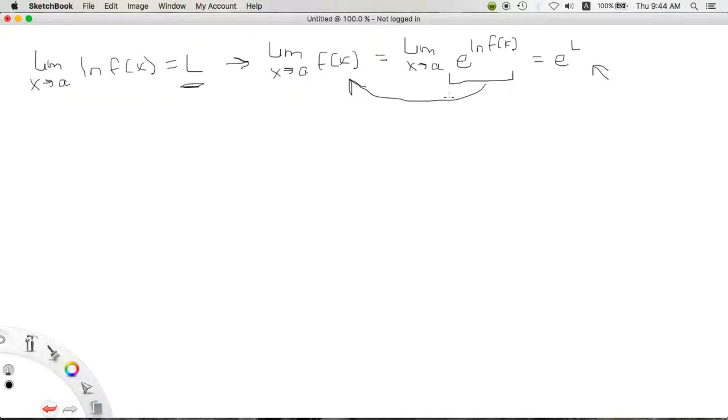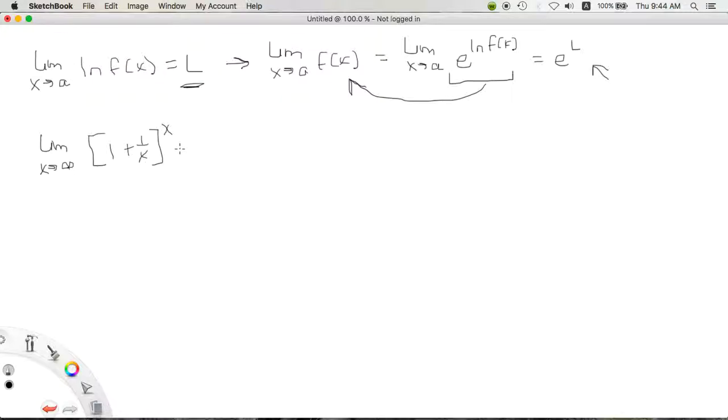Now, how does that help? Well, let's try an example. If we have the limit as x goes to infinity of 1 plus 1 over x, to the x power, if we try to plug in, we're going to get 1 to the infinity power. And that's not going to help us. We can't really calculate that out.